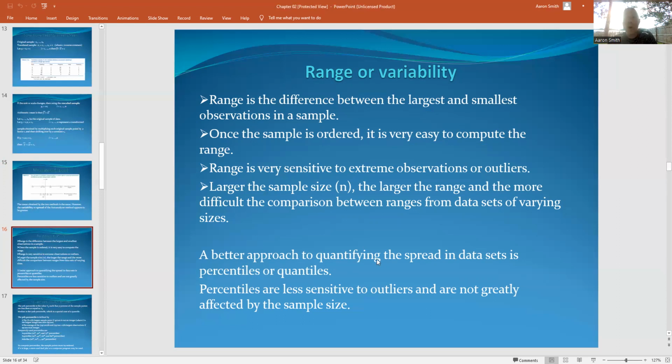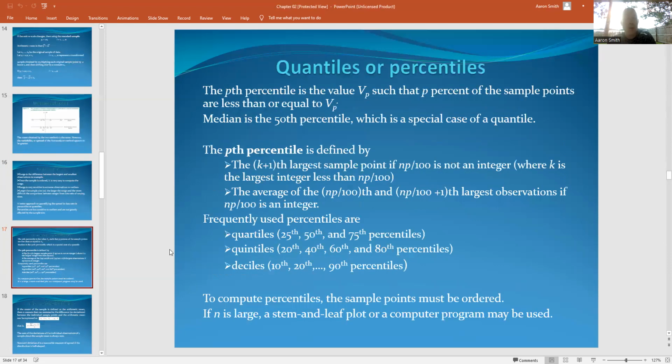So another approach would be to quantify the spread of the data in terms of percentiles and quantiles. Percentiles and quantiles are less sensitive to outliers and are not greatly affected by sample size. All right, so quantiles and percentiles. Okay, so what I'm going to do, I'm going to say, all right, what value in my data has 25% of the data less than that number? So the 25th quartile is the number that has 1/4 of the data less than that number.